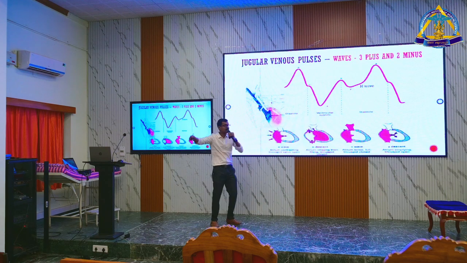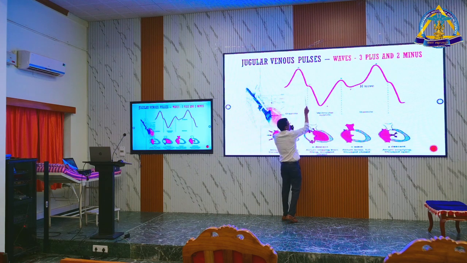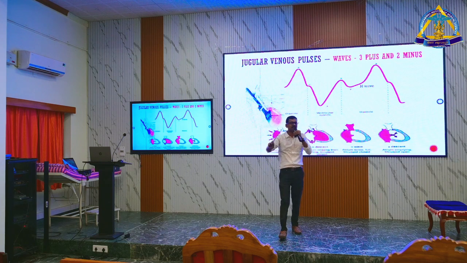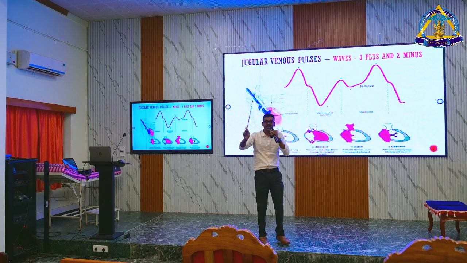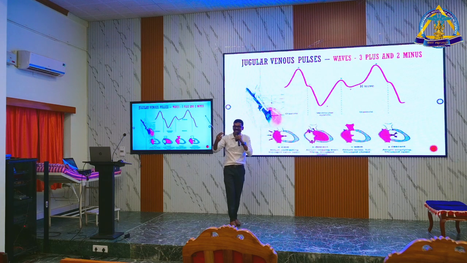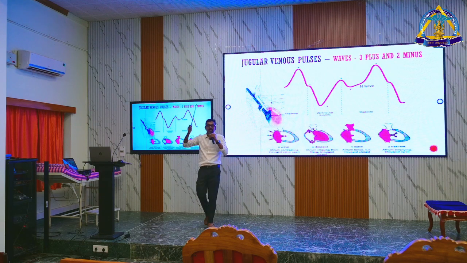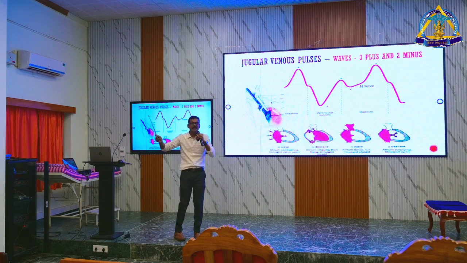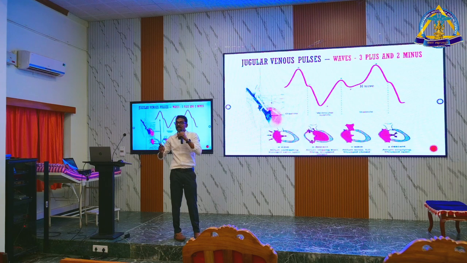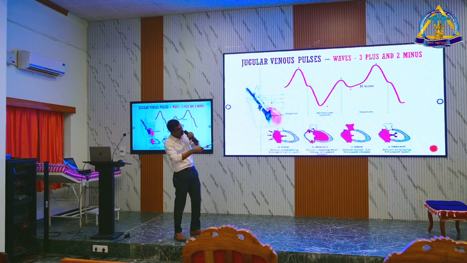Out of 3 plus, this C, small plus, you can't see. You can see only 2 plus, A and V. And you can see 2 minus, X and Y. Let us see what all things happen inside the heart during these waves.